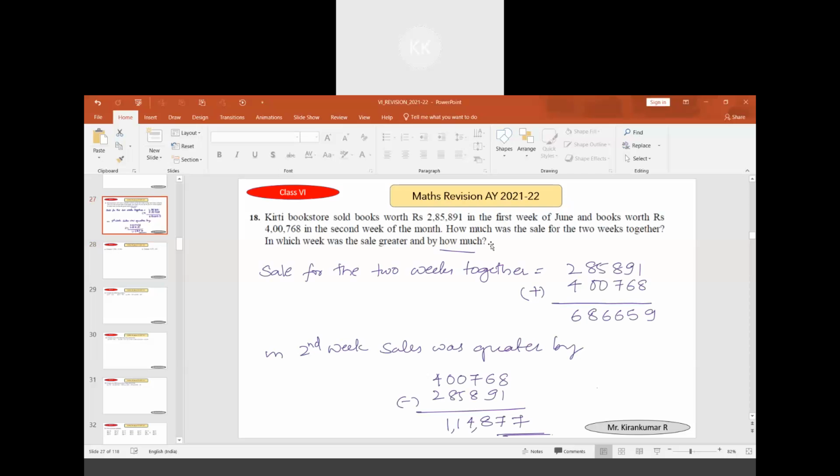You can remember the 18th was the last question. It was a combination of an addition problem as well as subtraction. This was the last question. So the last one. We shall move further.